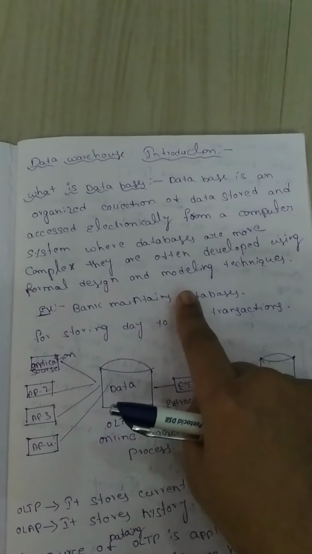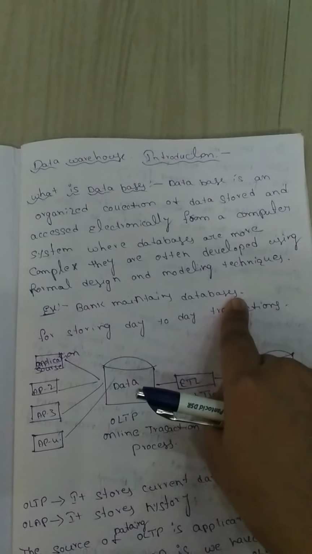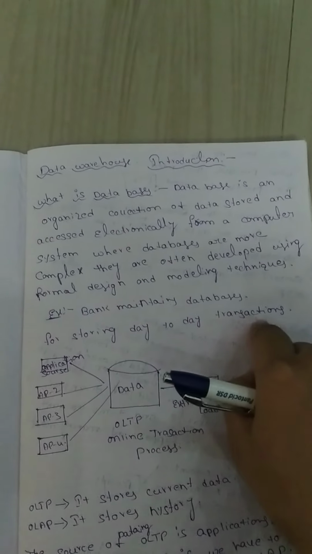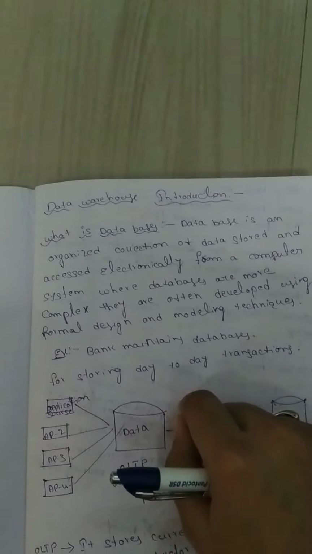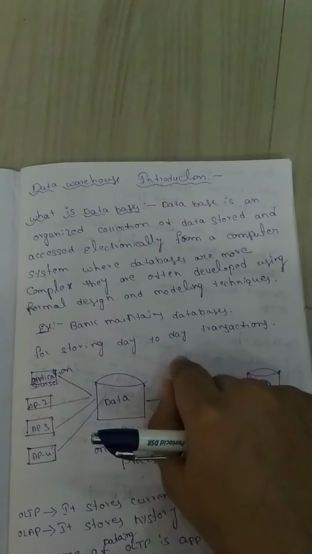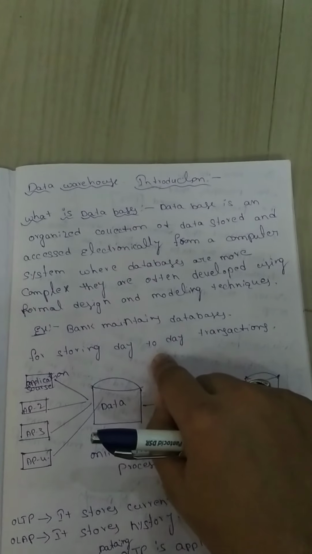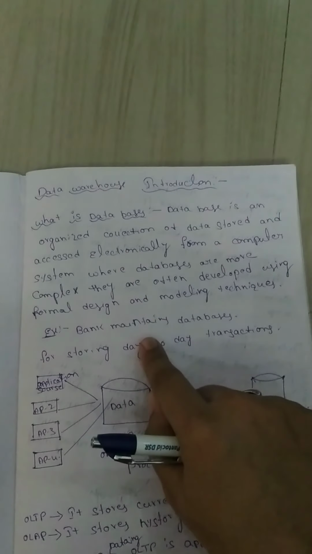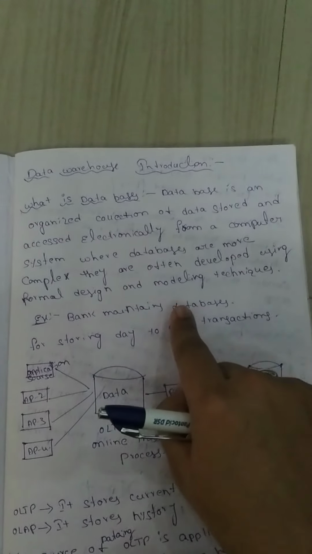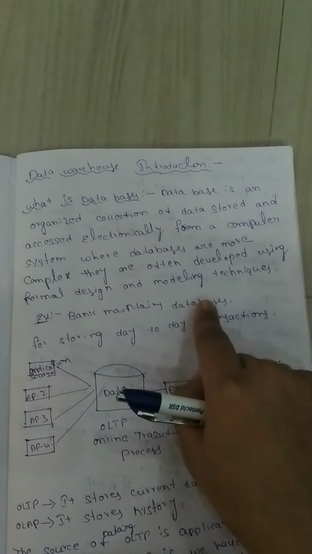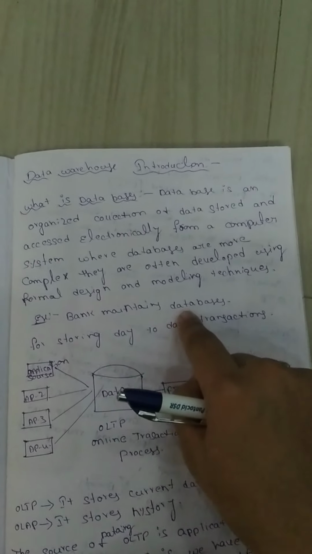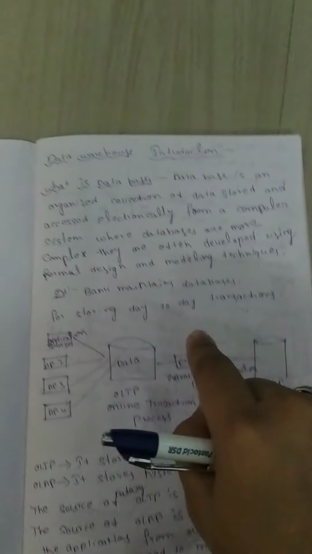For example, a bank maintains databases for storing day-to-day transactions. So in banking systems, customers do transactions day by day. That much information the bank must store, so banks maintain databases, and that much information will be stored in databases.